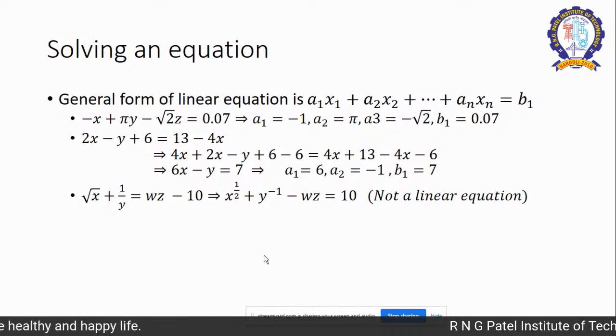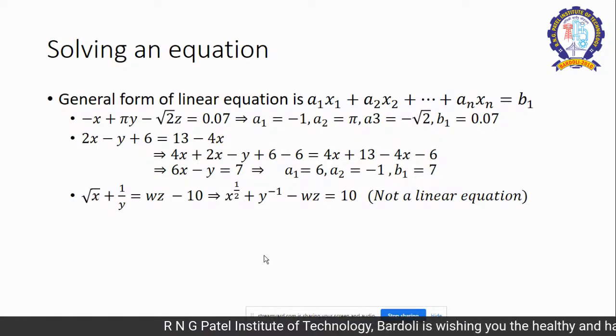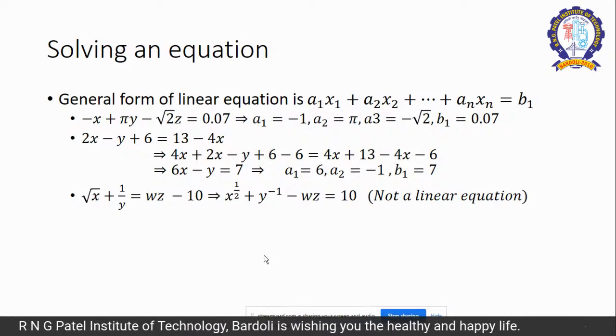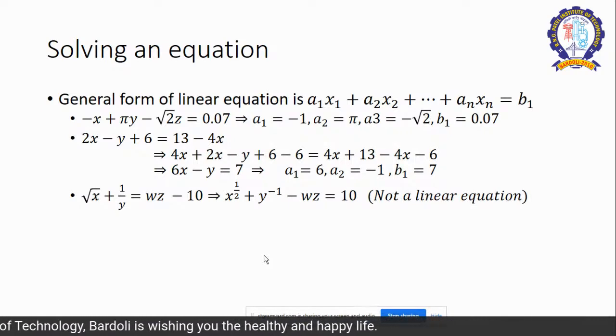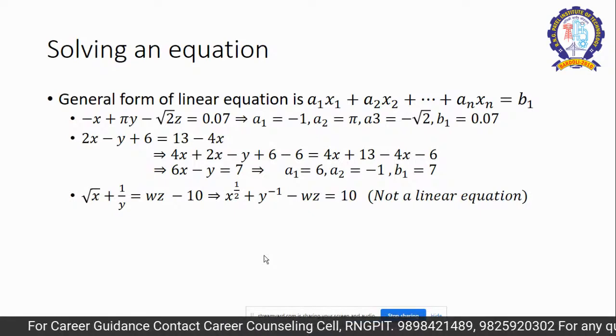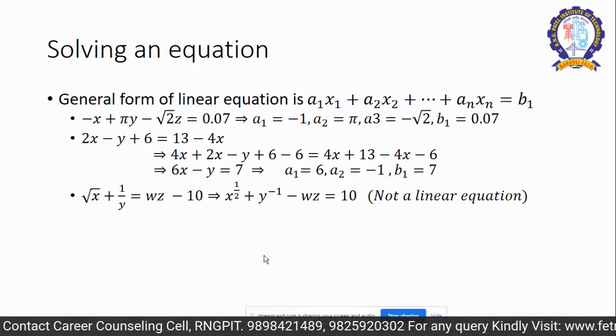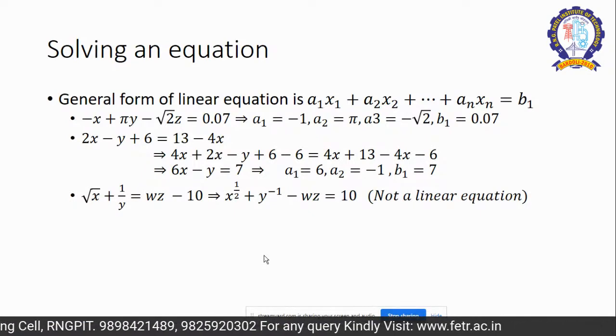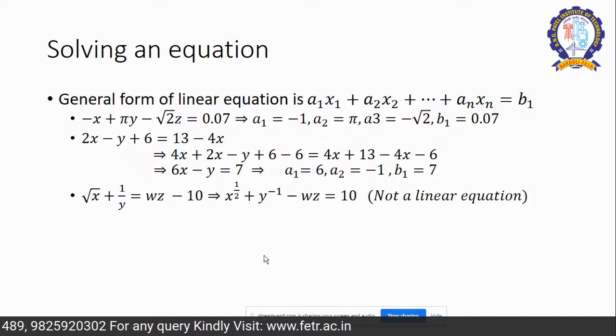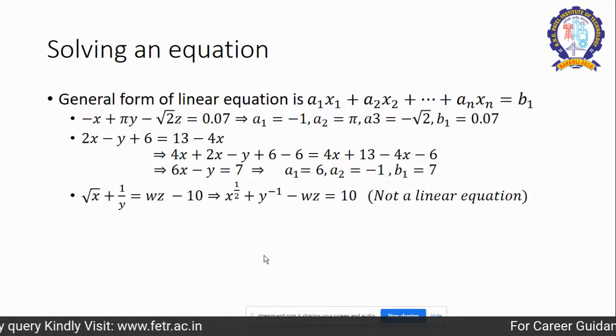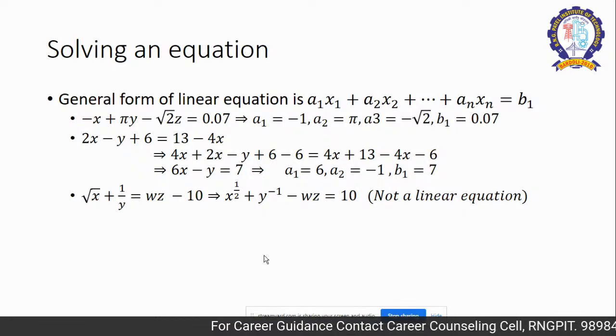Similarly, the next example is √x + 1/y = wz − 10. That can be simplified as x^(1/2) + y^(−1) − wz = −10. Here we consider 4 variables: x, y, w and z. The power of x is 1/2, the power of y is −1, and w and z are in multiplicative factors.